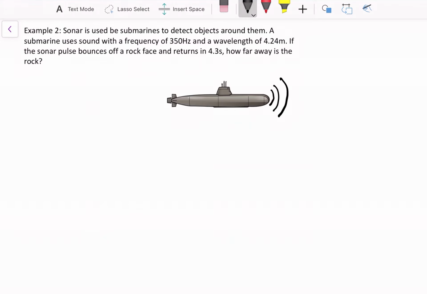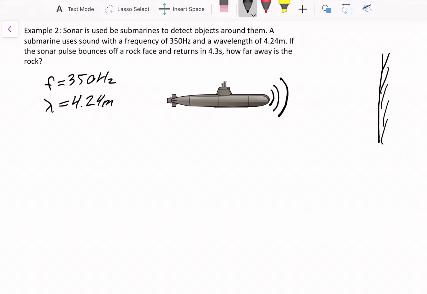So looking at this here, it's sending out some sound waves with a frequency of 350 hertz and a wavelength of 4.24 meters. And it tells us that the sonar pulse bounces off a rock face. So we've got a rock face over here, and it returns in 4.3 seconds. And we want to know how far away is the rock.